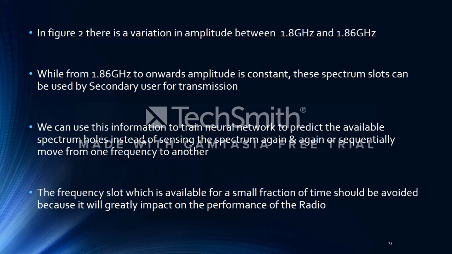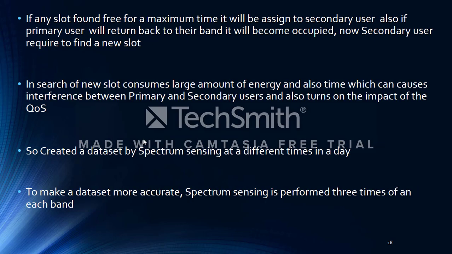The frequency slot which is available for a small fraction of time should be avoided because it will greatly impact the performance of the radio. If any slot is found free for a maximum time, it will be assigned to the secondary user. Also, if the primary user returns to its band, it becomes occupied. Now the secondary user is required to find a new slot. Searching for a new slot consumes a large amount of energy and time, which can cause interference between primary and secondary user and also affects the quality of service.